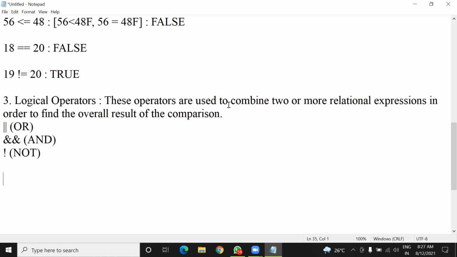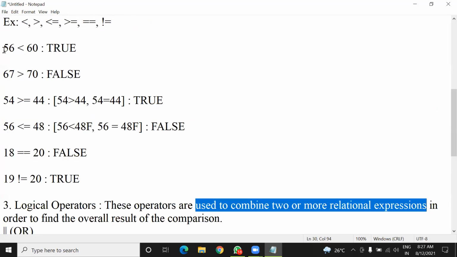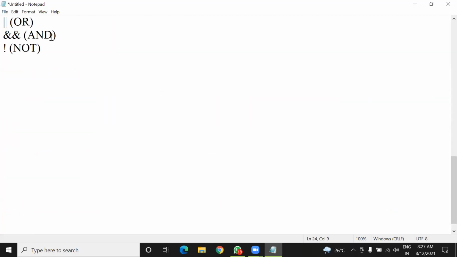So here in the definition, you can see that they are used to combine two or more relational expressions. So what are relational expressions? These are relational expressions. So these logical operators are used to combine two or more relational expressions like this. Now see, for example, of OR.